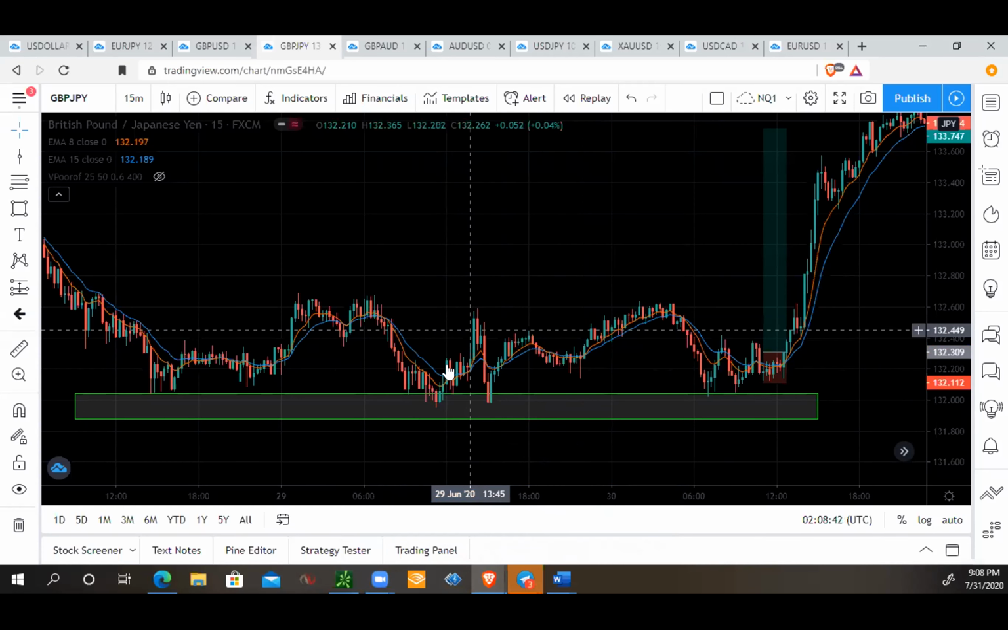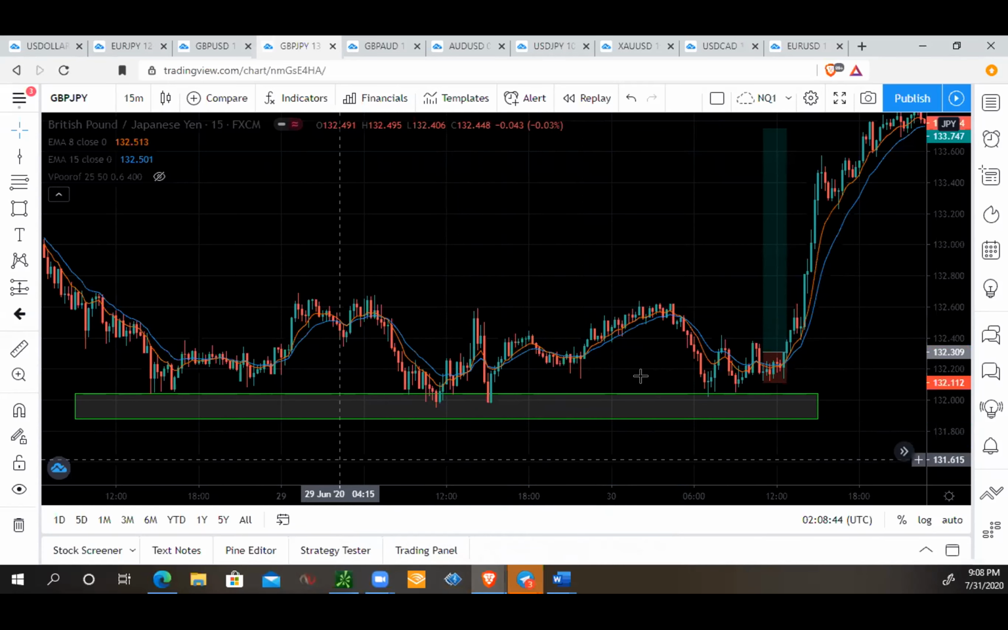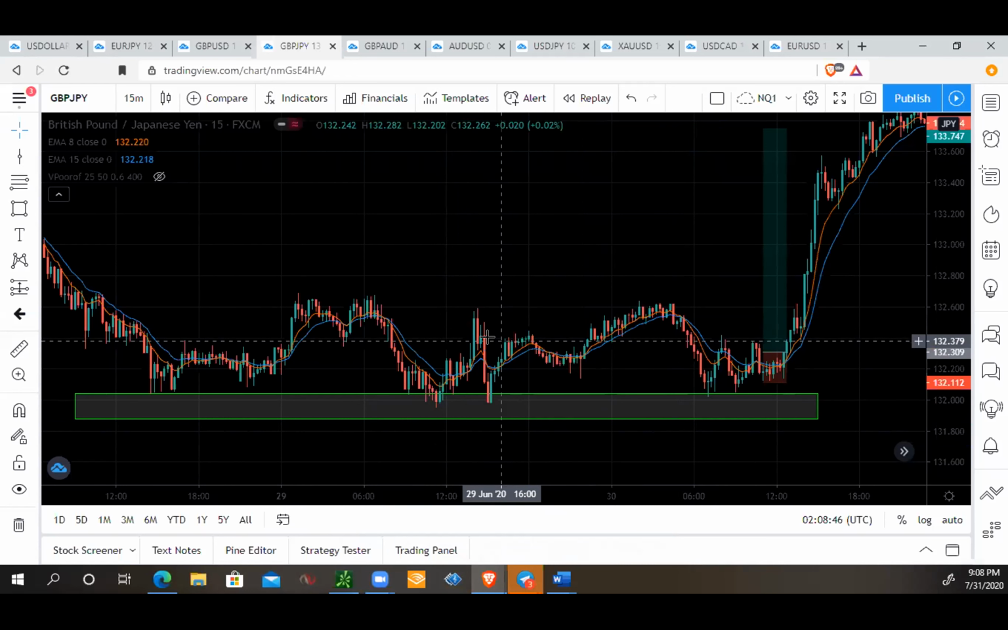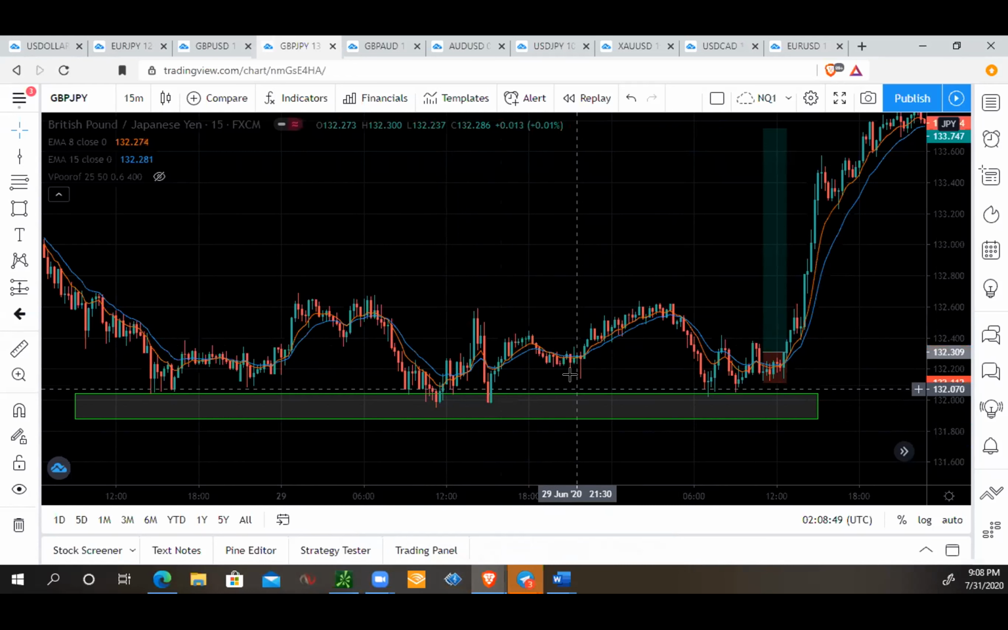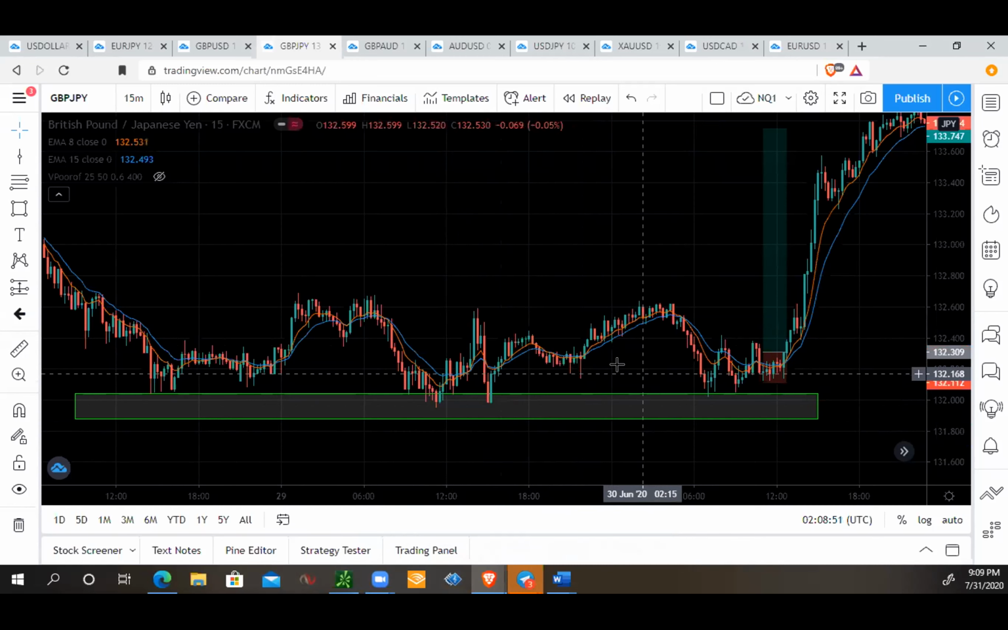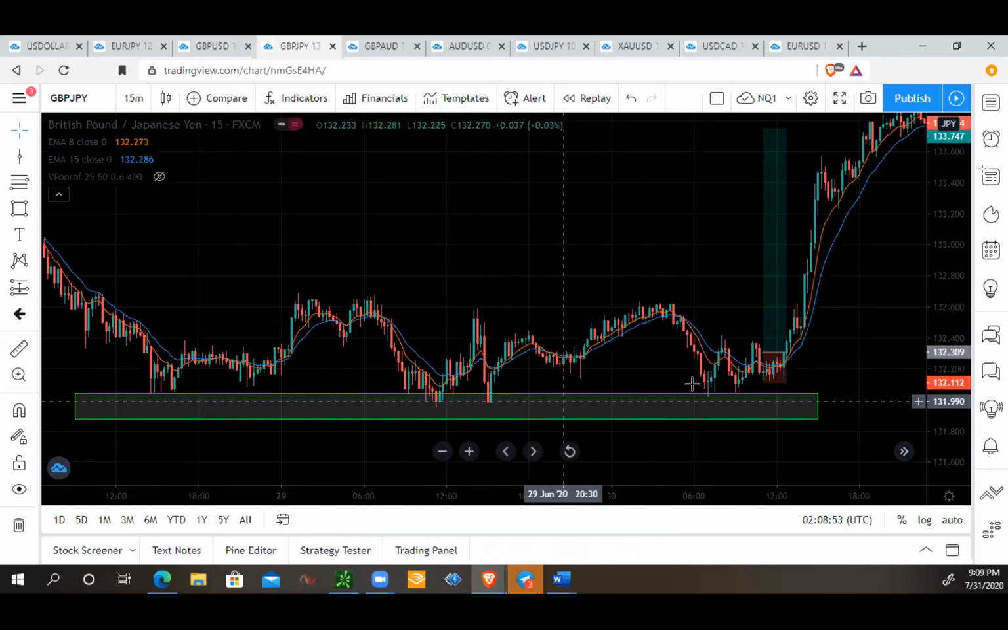No, okay, that was that wick. I wouldn't have taken it there. So no, this would have been the only entry here. Either this one, that was too high. I would have needed to wait for it coming back down.